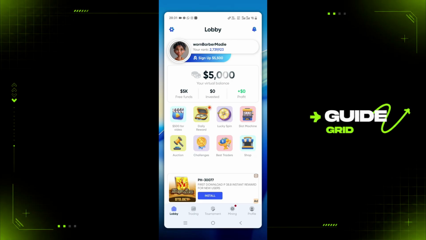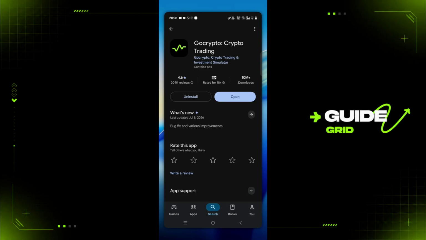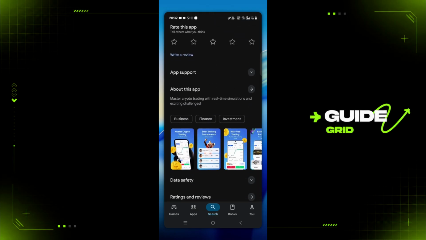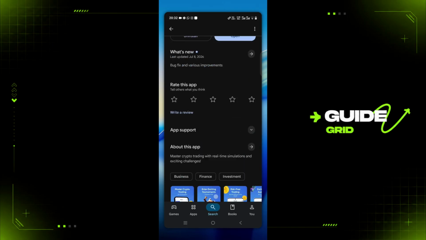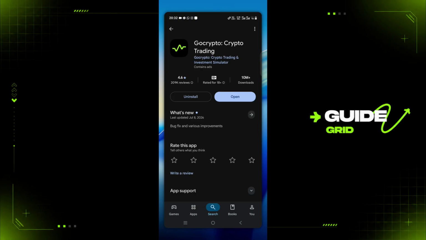If you check the Play Store description, GoCrypto is clearly listed as a trading simulator, basically a learning game, not a real exchange. It's meant to teach you crypto trading with zero financial risk.